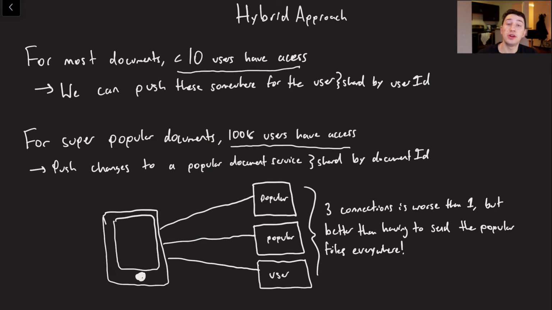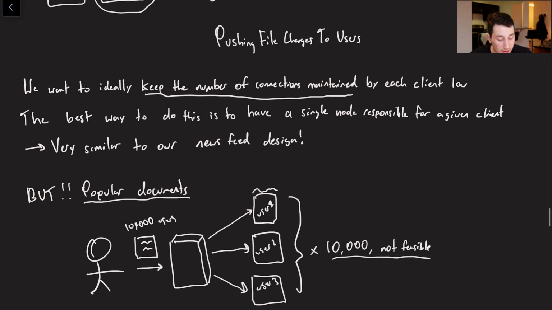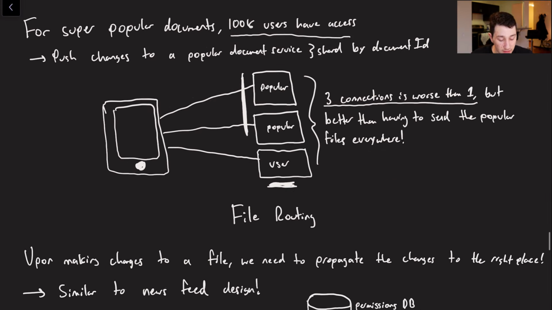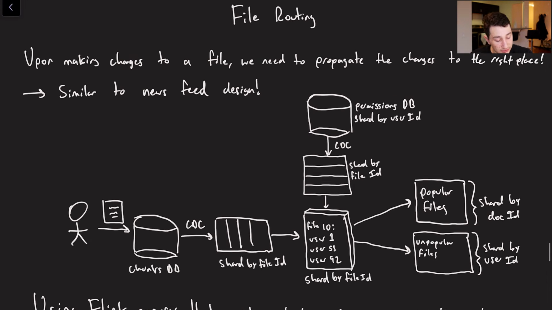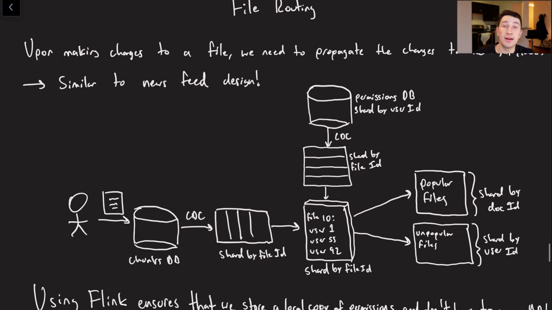So maybe a user isn't going to have 100 open connections, one for each document, but they might have, say, 10 open connections, where we've got one for all of their documents that are unpopular, and maybe another 9 for all of the popular documents. Ideally, we would only have a few different places to connect to for the popular documents, because there are far fewer of them. So the idea here is that it's a little bit worse than having one connection, but it is far more pragmatic, because otherwise we would run into this problem right here, where we would publish popular files to 1 million different places.